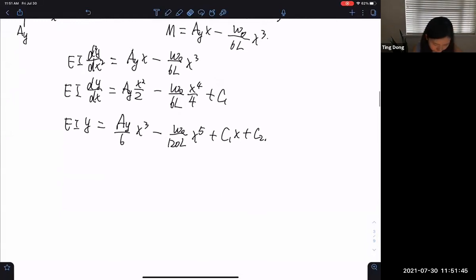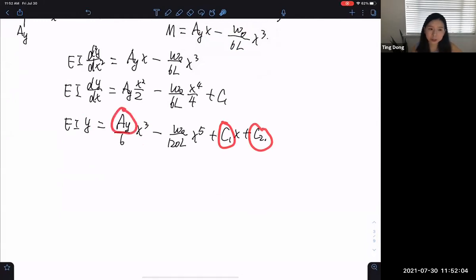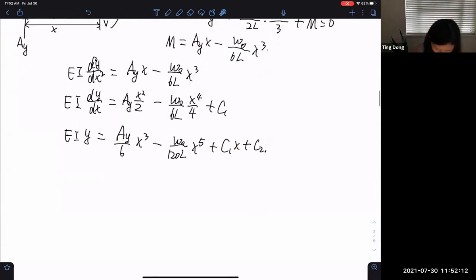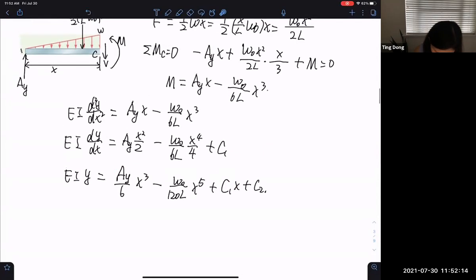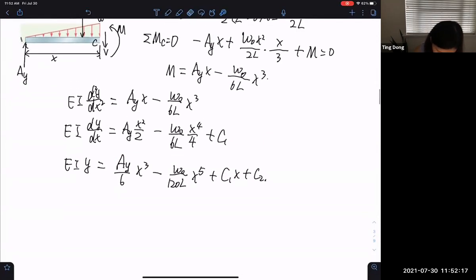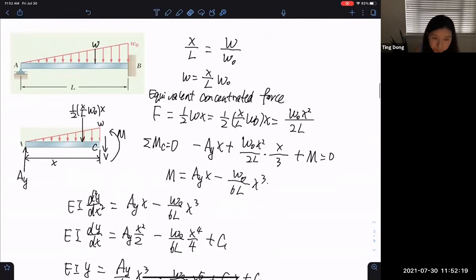So now this is the deflection as a function of x. We have this equation now. We know that in this equation we have three unknowns: C1, C2 from the integration, and the reaction force here is unknown. So what are the three equations we can use? We need three boundary conditions.